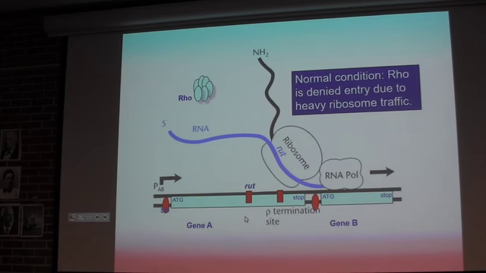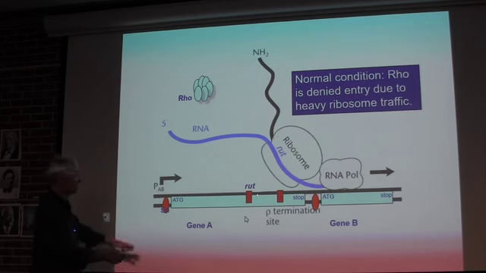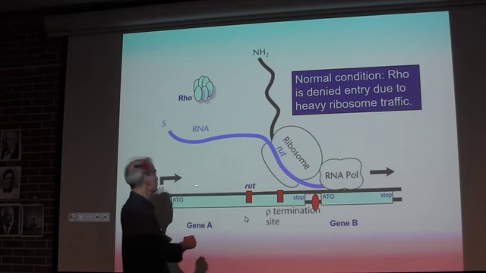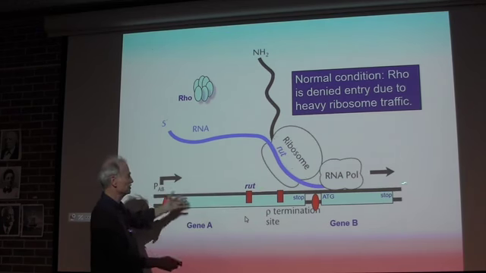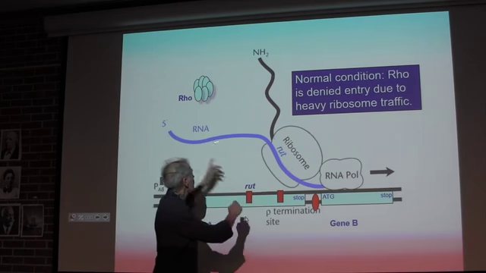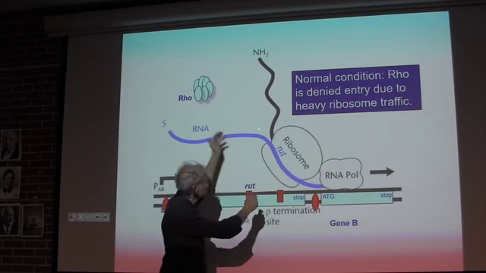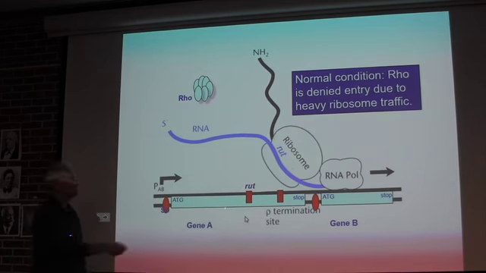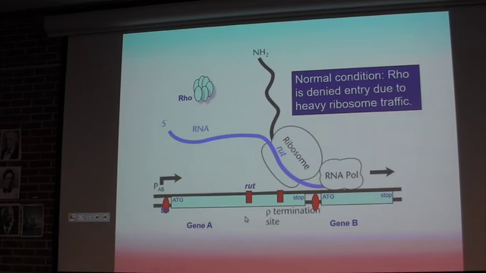And here you see, under normal conditions, you'd have a rut site, a hairpin, but there would be no transcriptional termination here because the ribosome would continually, here you see ribosome traffic, continually blocking and zooming over the rut site, not giving Rho a chance to bind.